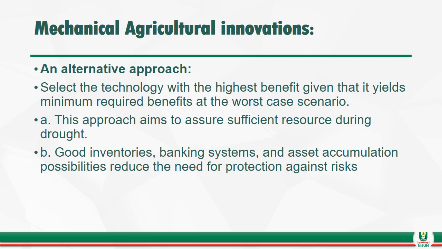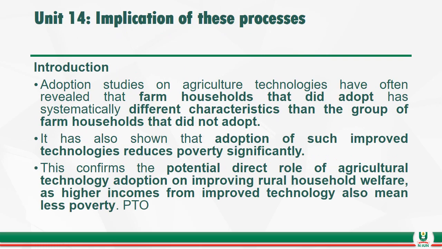And of course, we can as well accept an alternative approach. That alternative approach is appreciated when the highest benefit is sure, given that it yields minimum required benefits at a low worst case scenario. This approach aims at assuring sufficient resources during drought, and of course it brings about good inventories, banking systems, and asset accumulation possibilities, which reduce the need for protection. And coming to Unit 14, which has to do with implication of these processes.